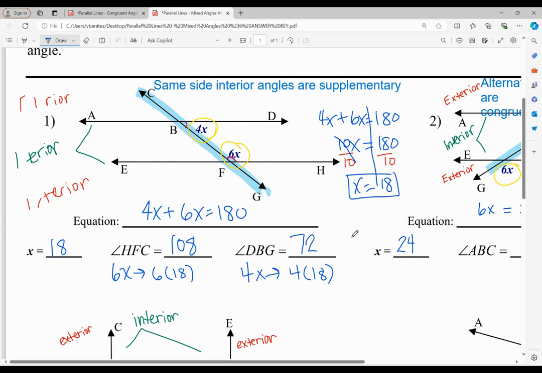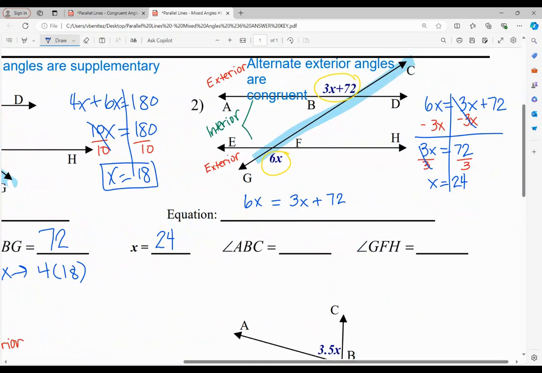We can double check our work because we know that both of these angles together should add up to 180. So let's find the sum of these two values. 108 plus 72 does indeed equal 180. So we were correct. Okay, now let's look at number 2.